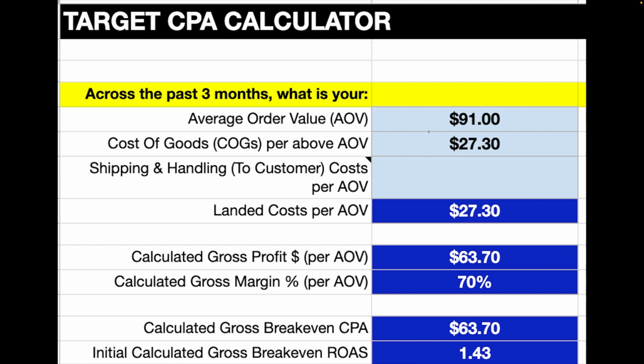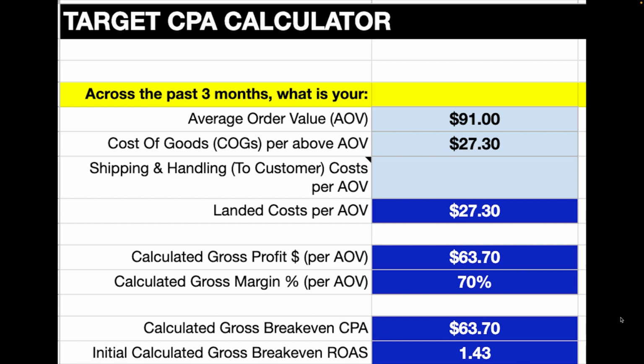But unit economics, what we need to keep track of is, okay, what's our average order value? What's our cost of goods? What's the cost to ship and handle? If the customer pays for shipping, then you don't include this number. But here's your landed cost per AOV. Then you have your calculated gross profit, gross margin, break-even CPA, and then your break-even ROAS, right?